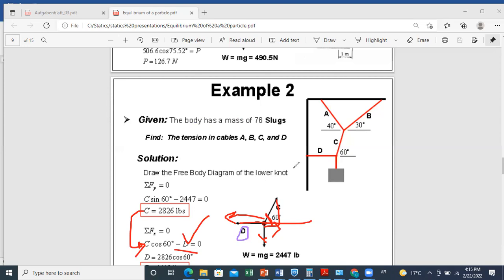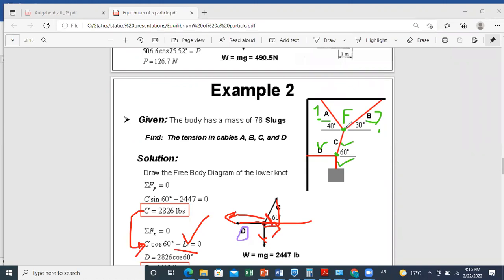Okay. Now, once I am done with this point, I know now the tension here, the tension here, and the tension here. I still have two unknowns. What is the tension in cable A, and what is the tension in cable B? To find these two tensions, what is the point now of interest? The point of intersection of these two forces. This point, I can call it F. Now, to be able to get the tension in cable A and the tension in cable B, I should do sum of forces on this point.